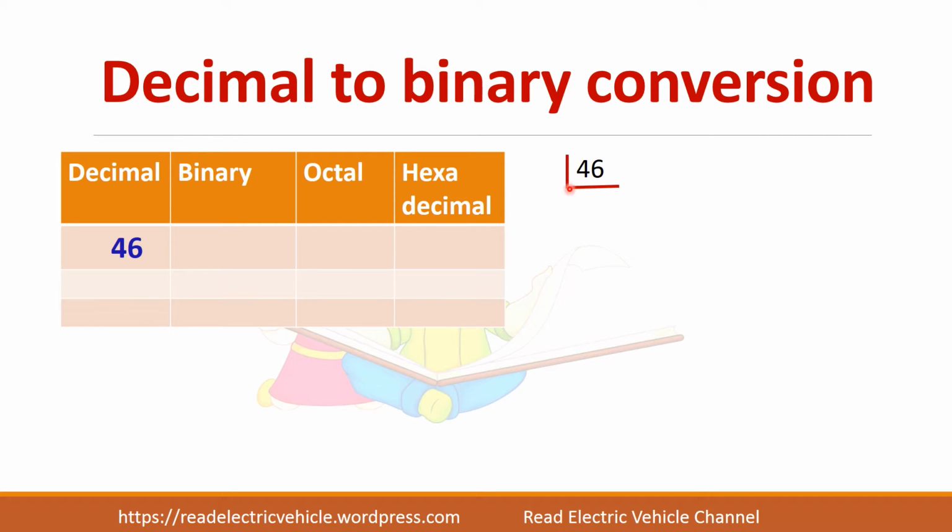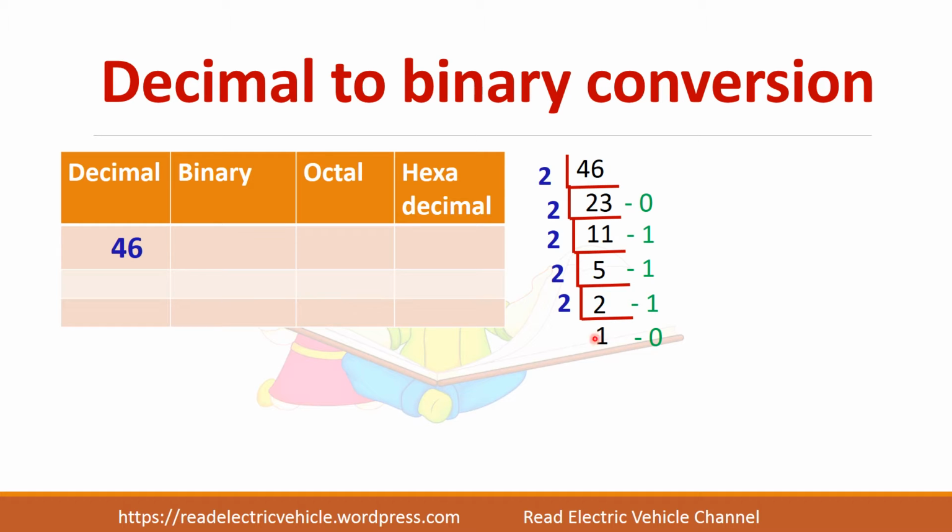So divide by 2. So what you will get? 23 and remainder is 0. Again divide by 2. You will get 11 as quotient and remainder is 1. So always mark the remainder separately. So you repeat this process till you get 1 here. Then once you get a 1 here, your process is over.